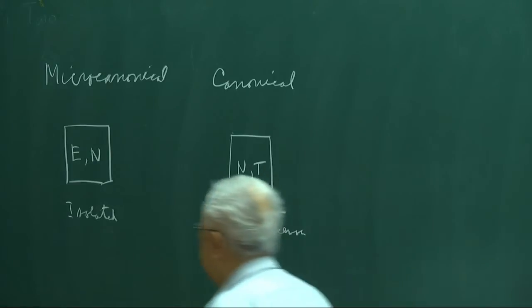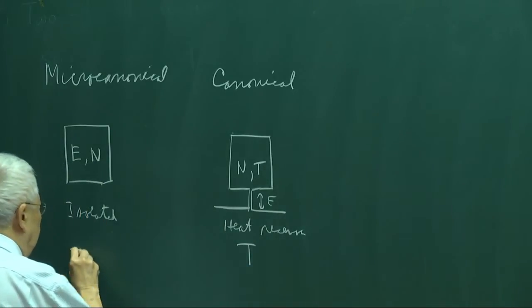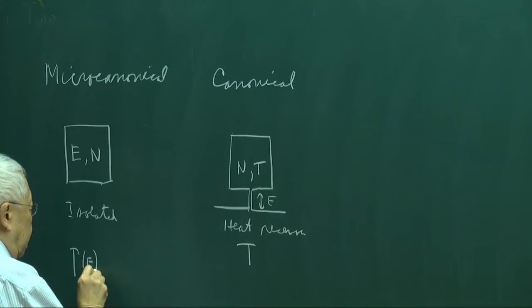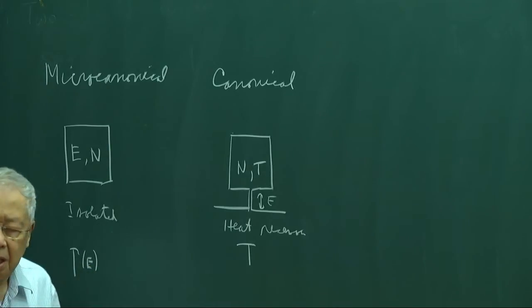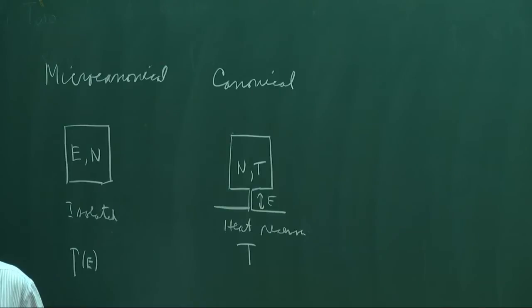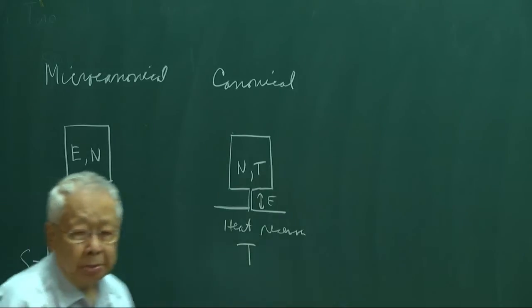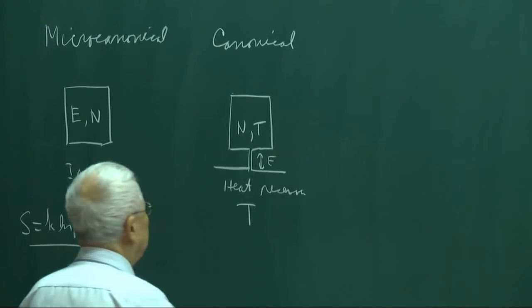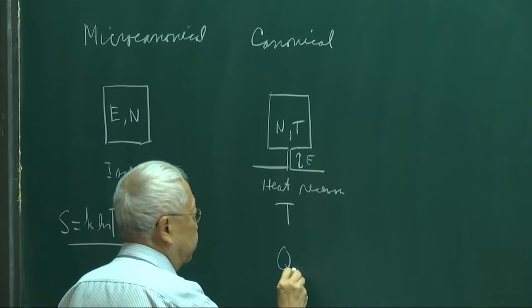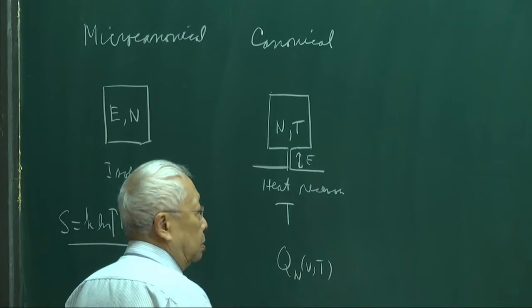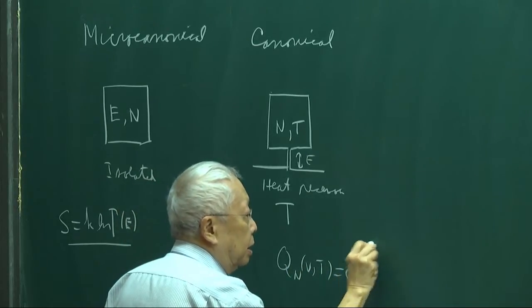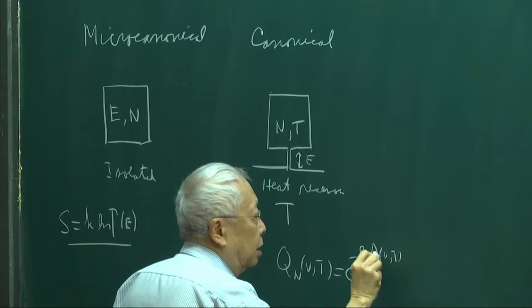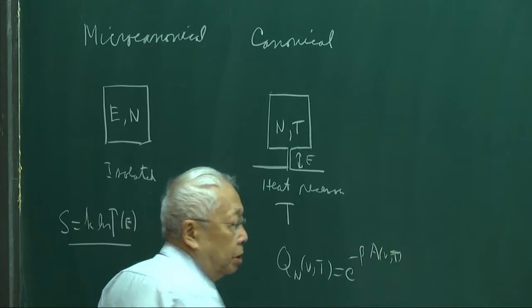The volume occupied in phase space is called gamma E. That is the number of states of the system whose energy is E. And we said the entropy is k log this, and this establishes the connection with thermodynamics. Here in this case, the volume occupied in phase space is a partition function. And we say this is equal to e to the minus beta Helmholtz energy, V and T. And this establishes the connection with thermodynamics.